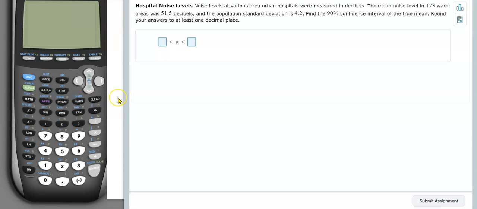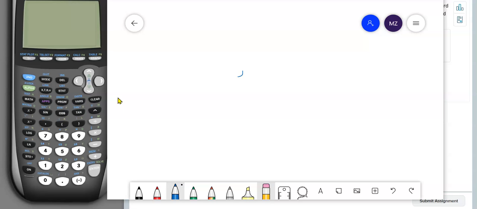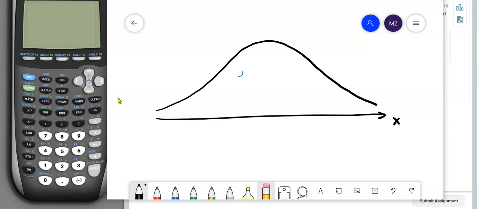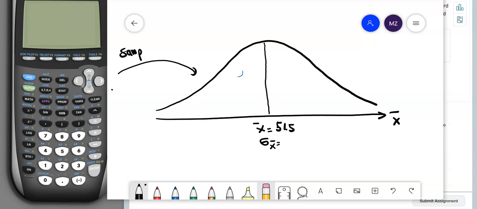The best way, I think, is to draw a graph to see what you are doing. So now I need to draw my environment here. I know I am working with X bars. The mean, which we don't know, but we know X bar, is equal to 51.5. And sigma X bar, remember, I am doing sampling, and the N is going to be 173.